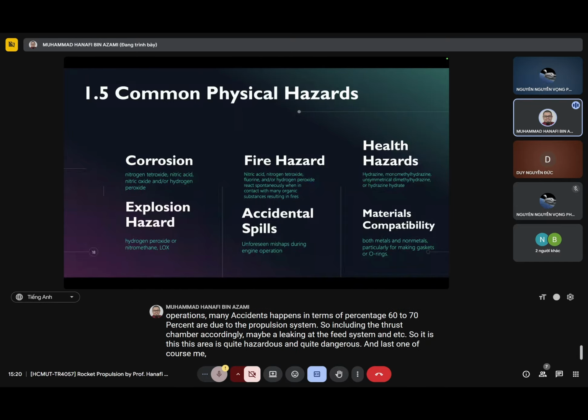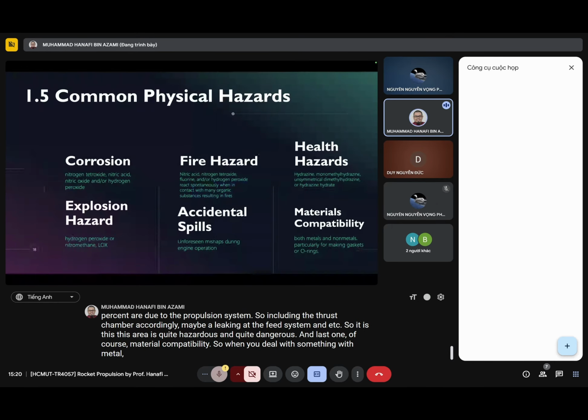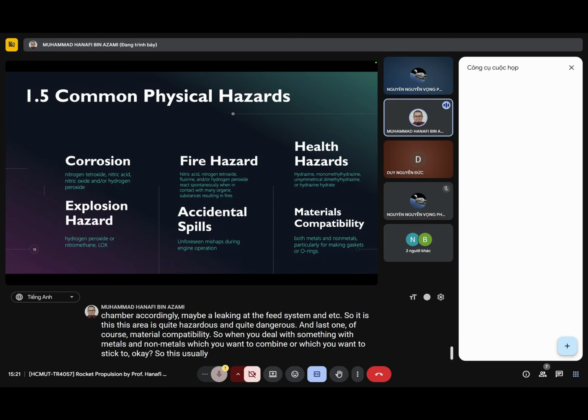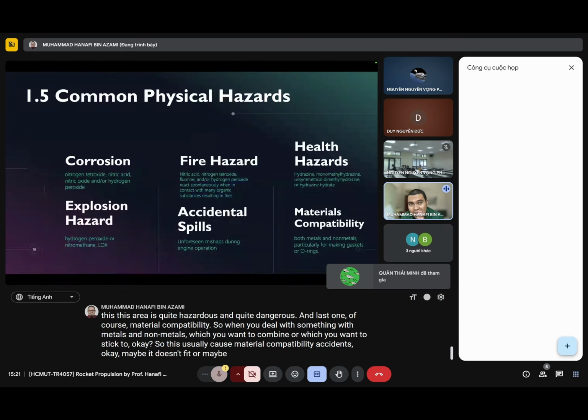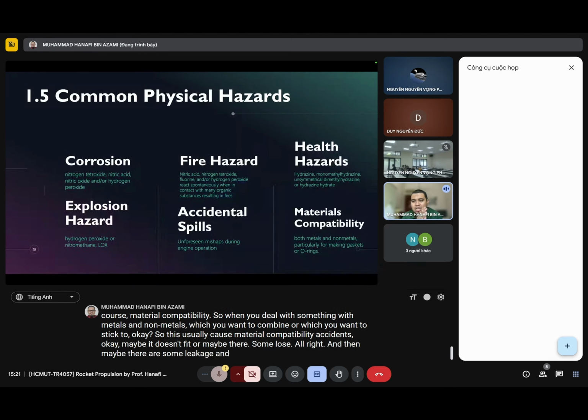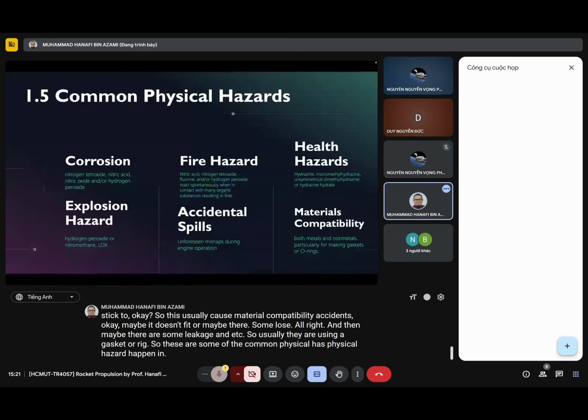And the last one, of course, is material compatibility. So when you deal with metals and non-metals which you want to combine or stick together, this usually causes material compatibility accidents. Maybe it doesn't fit, or maybe there are some loose parts, and then maybe there is some leakage, etc. So usually they use a gasket or O-ring. So these are some of the common physical hazards that happen in rockets.